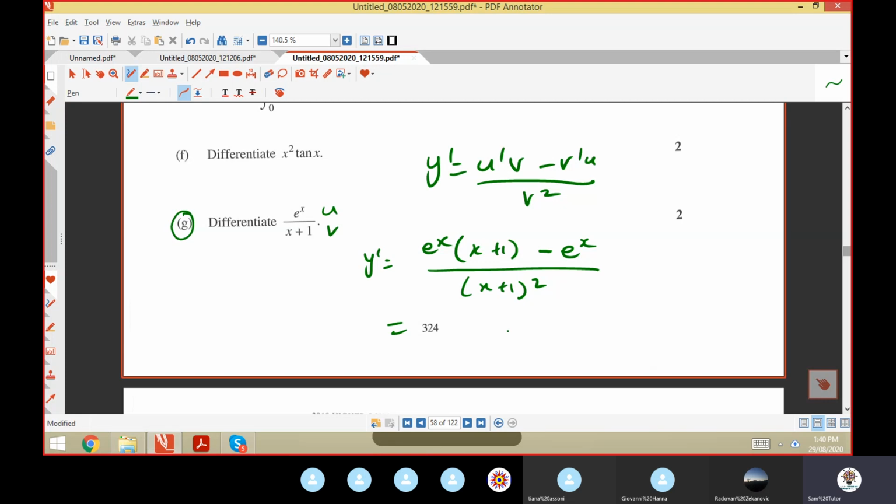If you expand the top, you're very close, Tiana. I think it's... oh, wait, I didn't do the e^x plus 1. I didn't factorize that in. I forgot to do that.